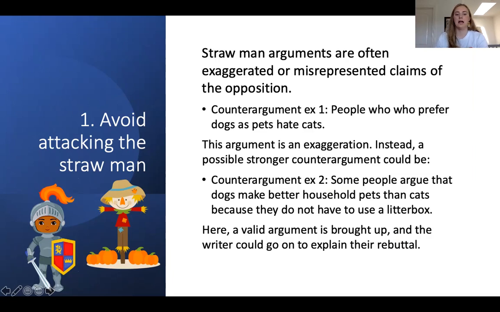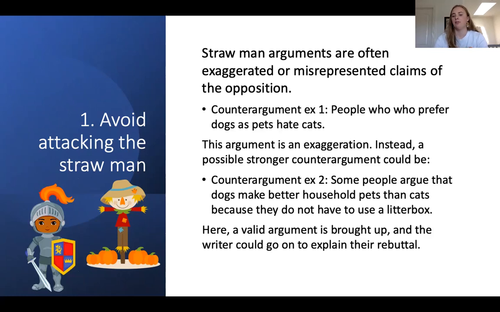So first, avoid attacking the straw man. A straw man argument is an exaggerated or misrepresented claim of the opposition. It's not generally a good counter argument because it's not worth creating a rebuttal for. It's either a really weak claim of the opposition or it's not something that truly represents the opposing side's views.